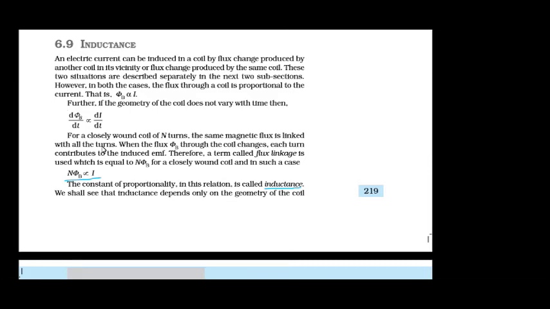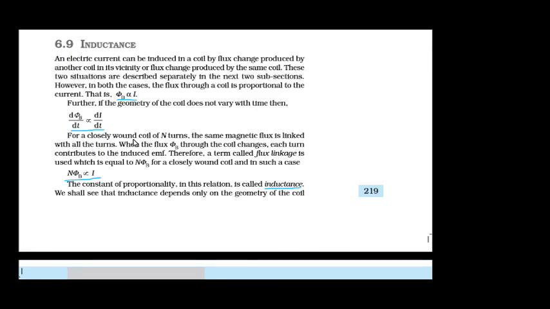So let us go through this again. Change in flux is directly proportional to the induced current, and the rate of change of flux is directly proportional to the rate of change of current.